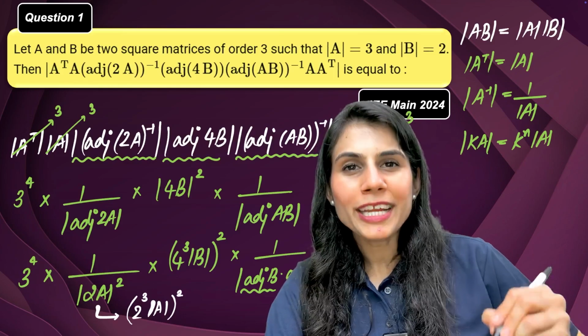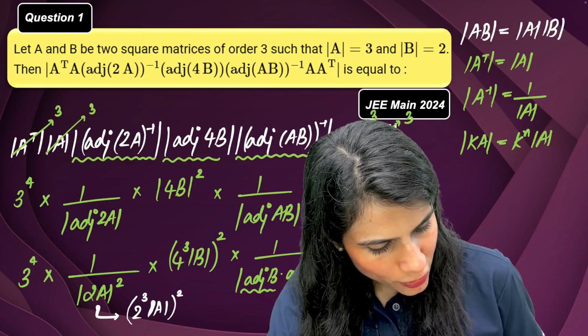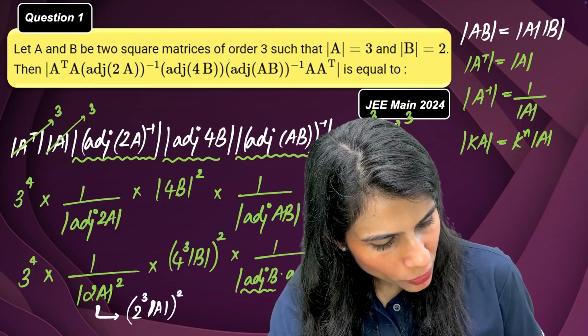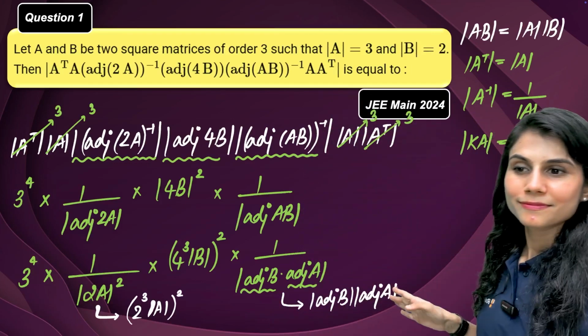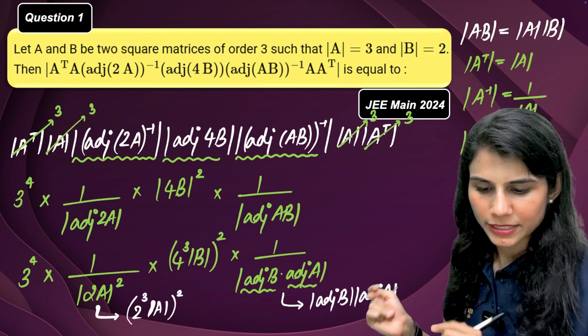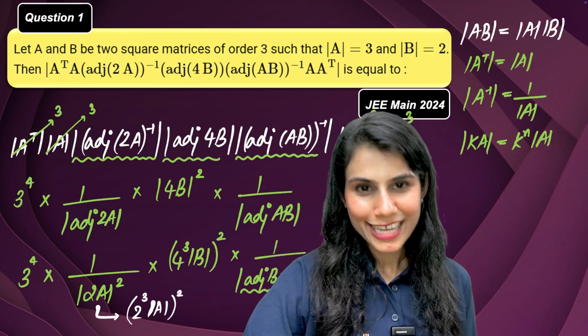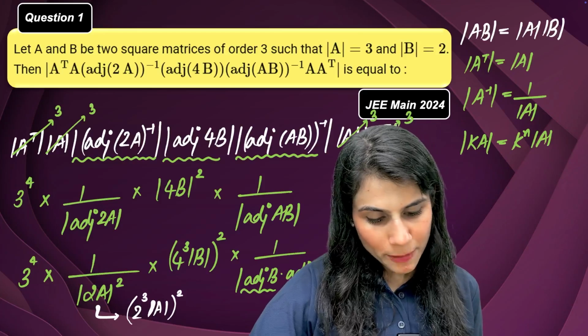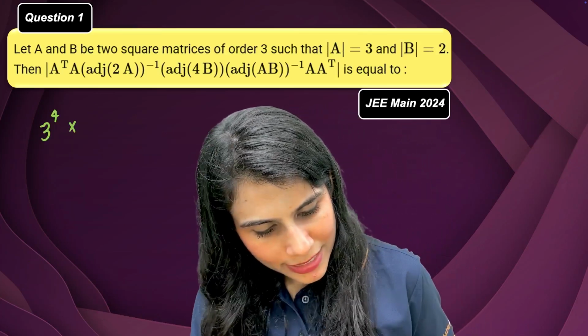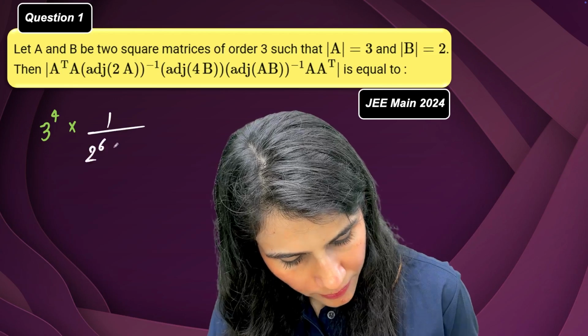How will you resolve this part? Determinant of adjoint of B into determinant of adjoint of A. Yep. Determinant of product is product of individual determinants. Moving ahead. Now we have 3 to the power 4 as it is, 1 upon 2 to the power 6 determinant of A whole square.